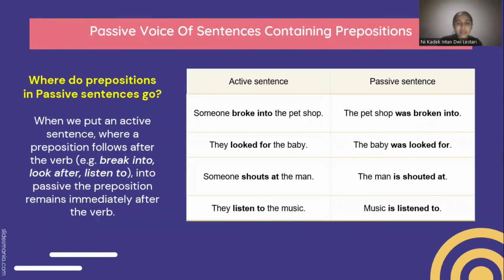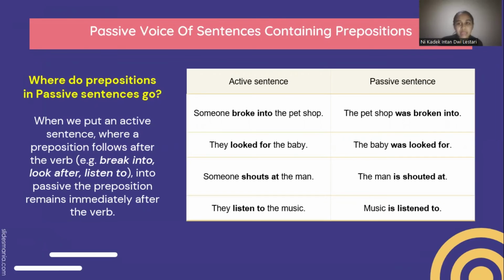And then passive voice of sentences containing prepositions. So where do prepositions in passive sentences go? So when we put active sentences where a preposition follows after the verb, like break into, look after, listen to, into passive, the preposition remains immediately after the verb.